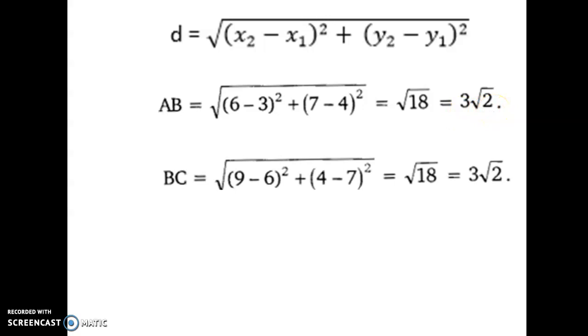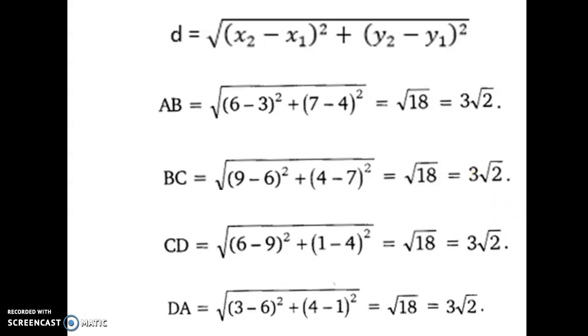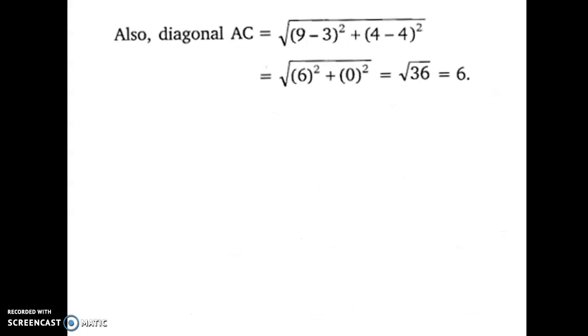Similarly, for BC, substituting and finding out the distance, it is 3 root 2. Then CD, similarly you substitute and we find that the distance is 3 root 2. DA is also the same. So all 4 sides are equal. But this is not enough, because it can be a rhombus also. So we have to check with the diagonals.